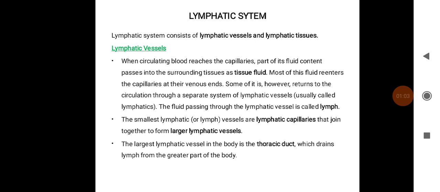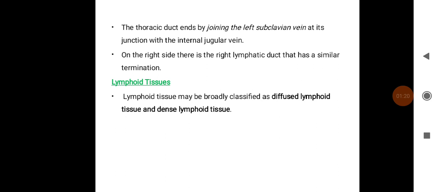The smallest lymphatic vessels are lymphatic capillaries that join together to form larger lymphatic vessels. Largest lymphatic vessel in the body is our thoracic duct, which drains lymph from the greater part of our body. The thoracic duct then ends by joining the left subclavian vein at its junction with the internal jugular vein. On the right side, there is a right lymphatic duct that has a similar termination.